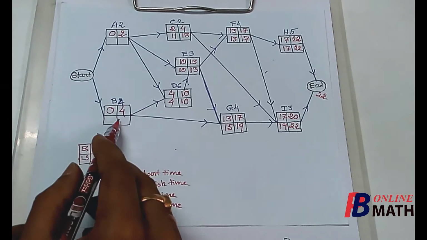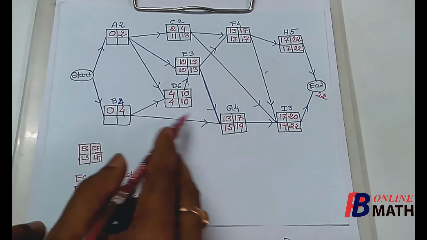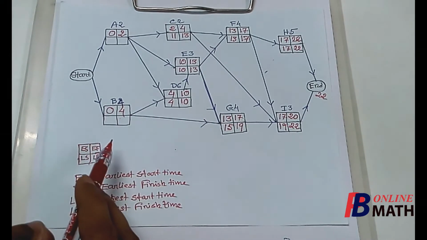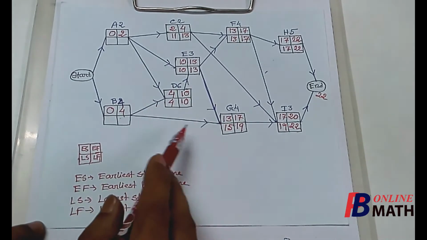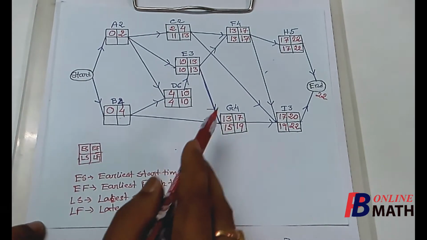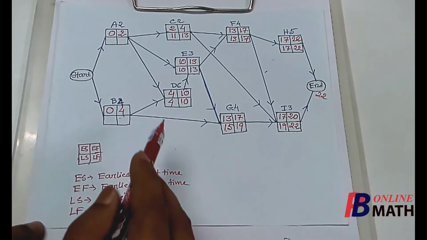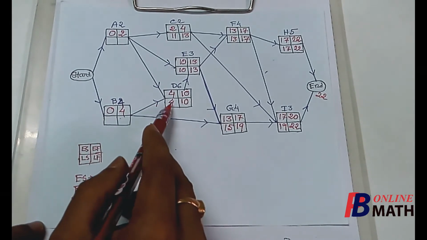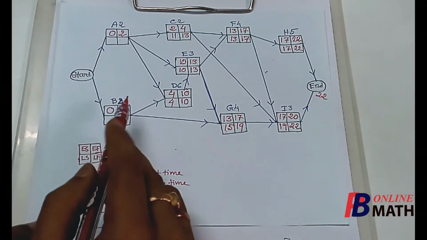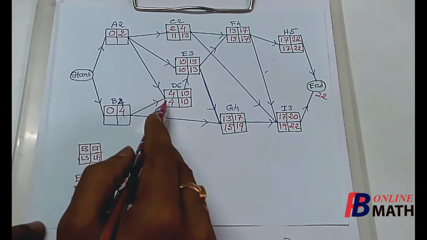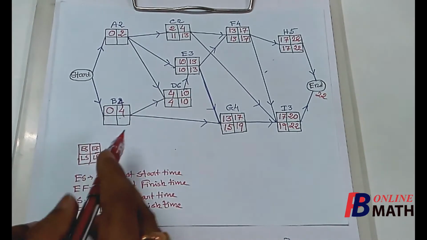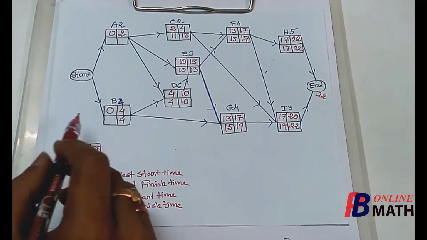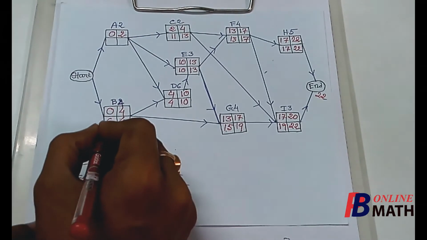Now we consider the activity B. Here we find that the activity B has two successors, D and G. So the activity B must be completed before we can start the activities D and G. Now here we see that the activity G must be started latest by 15 days, but the activity D must be started latest by 4 days. So we must complete the activity B latest by 4 days such that we can start the activity D on time. So the latest finish time of the activity B will be 4, and it requires 4 days. So latest start time is 4 minus 4 equal to 0.